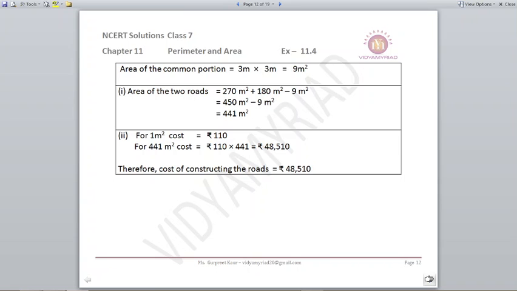Now for 1 meter square, the cost given for constructing is rupees 110. So for 441 meters square, cost will be 110 multiplied by 441, which is 48,510 rupees.